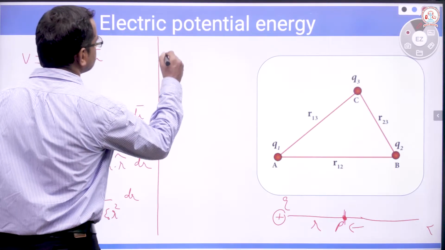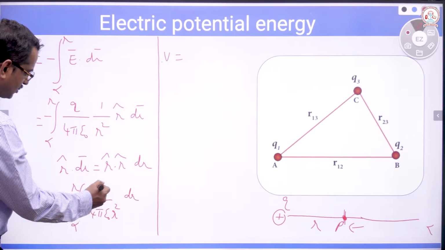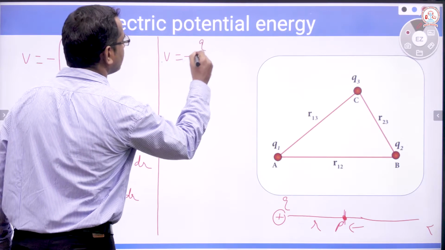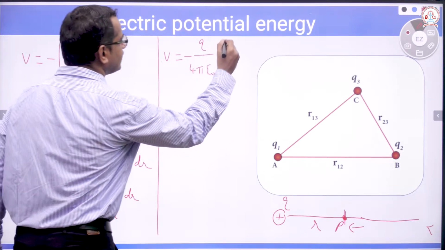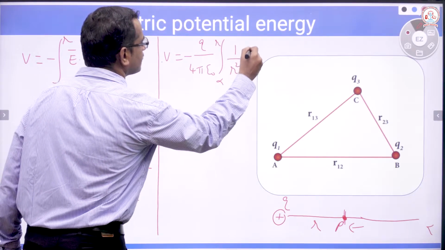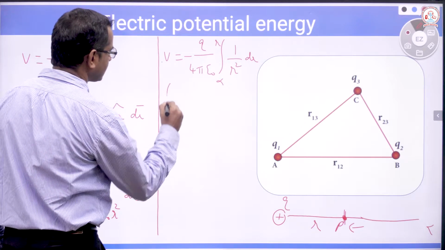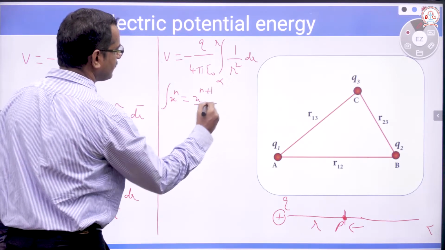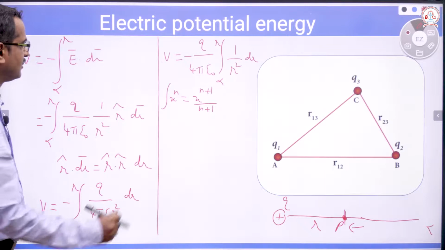Now, the potential V is equal to the integral from infinity to r. Here Q by 4 pi epsilon naught we can take out because it is constant. Then minus Q divided by 4 pi epsilon naught, the integral from infinity to r of 1 by r square dr. The integral of x power n is equal to x power n plus 1 divided by n plus 1.